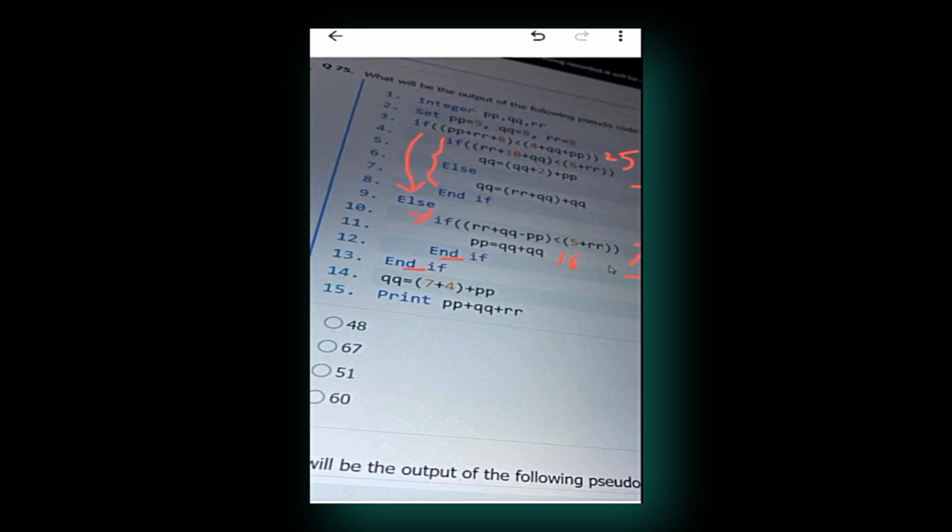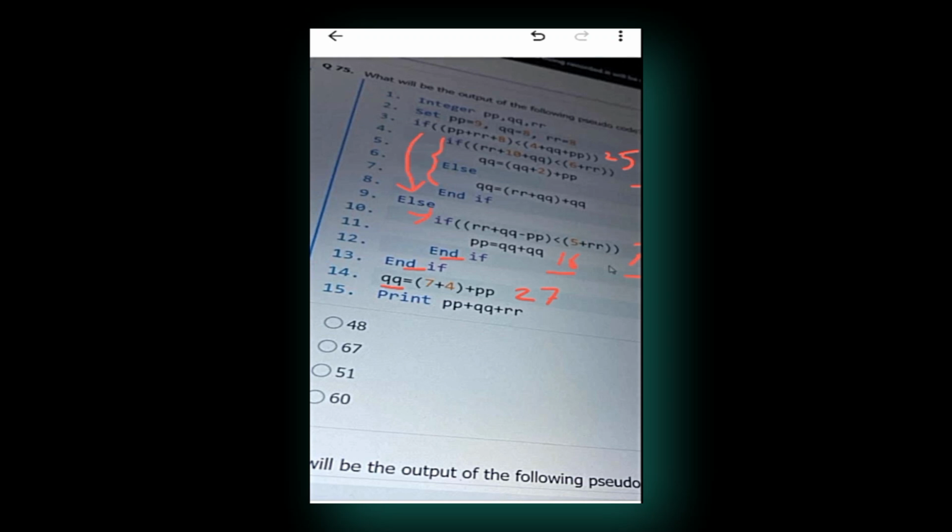Now q is equal to 7 plus 4 plus p. So 7 plus 4 is equal to 11, plus p was 16. So 11 plus 16 becomes 27. So the value of q becomes 27 and the value of p becomes 16. So the value of r was as it is.